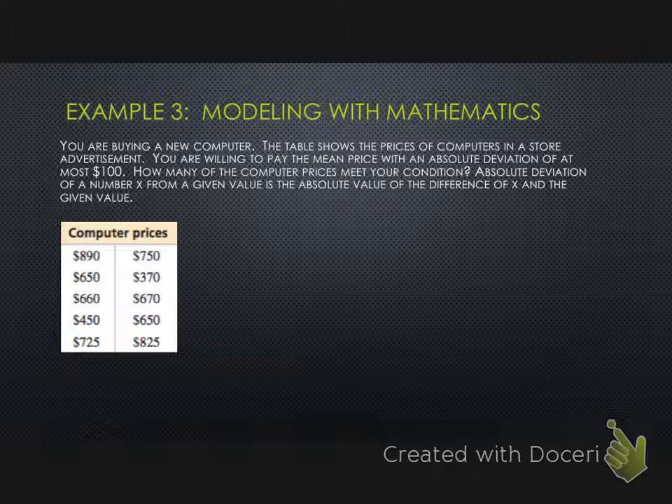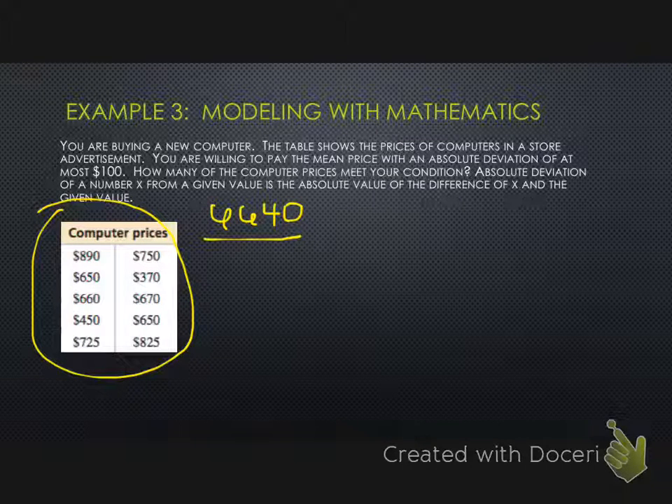So we're going to make a plan. What we're going to do is calculate the mean price by dividing the sum of the prices by the number of prices. Then we're going to use the absolute deviation and the mean price to write an absolute value inequality, and then solve it. So, if I were to add all of these numbers together that are in this chart right here, I would get 6,640. And then you're going to take that and divide by 10 computers. And that is going to be equal to $664.